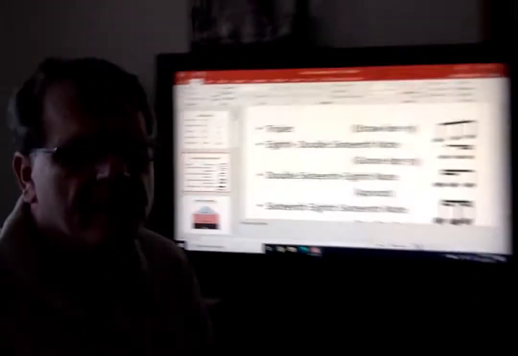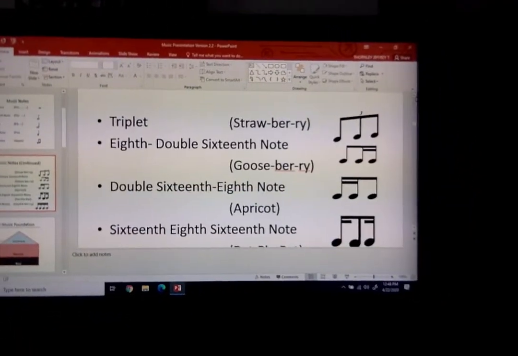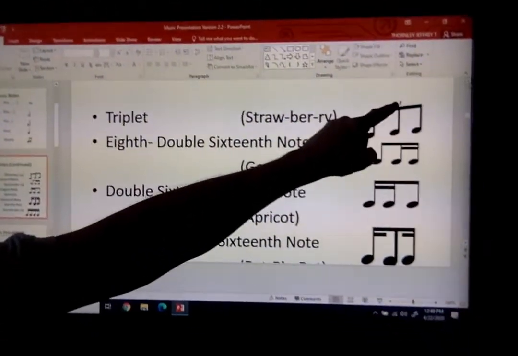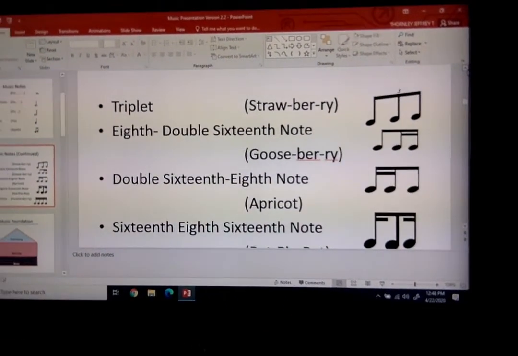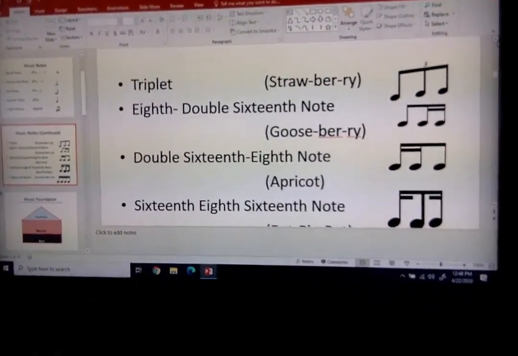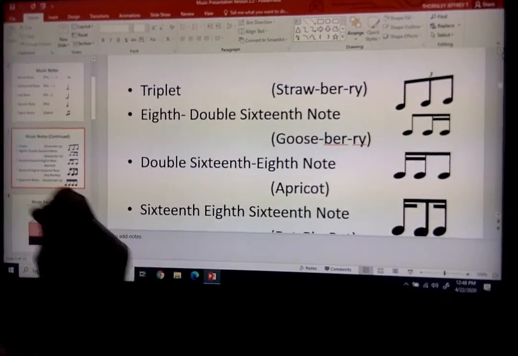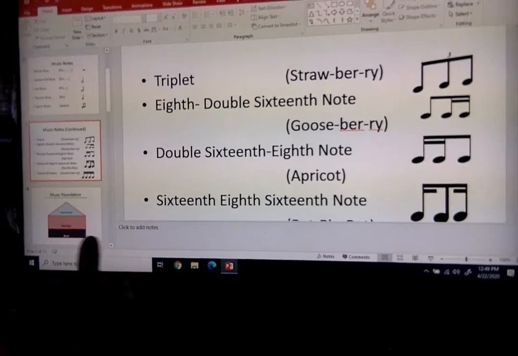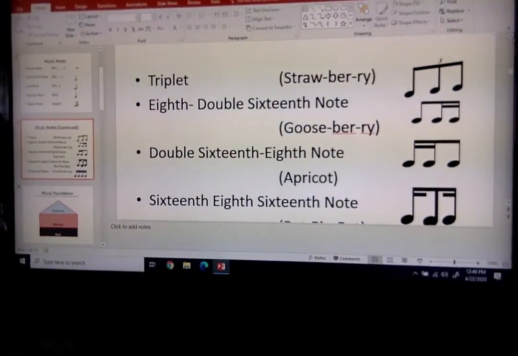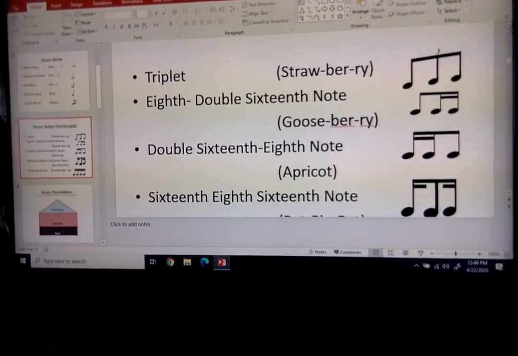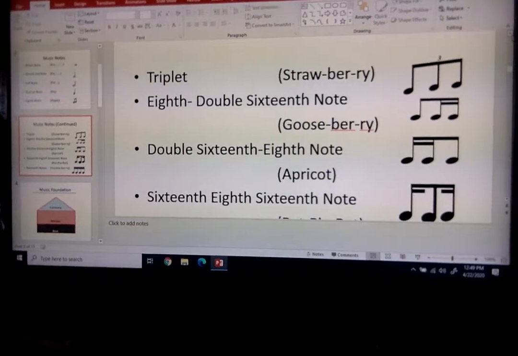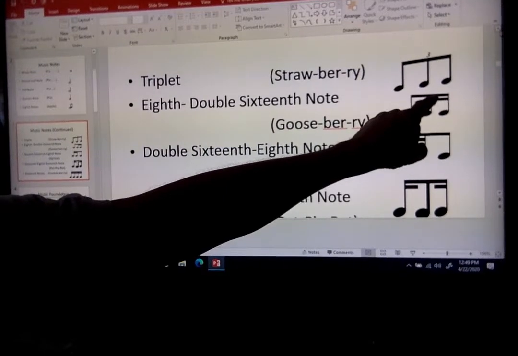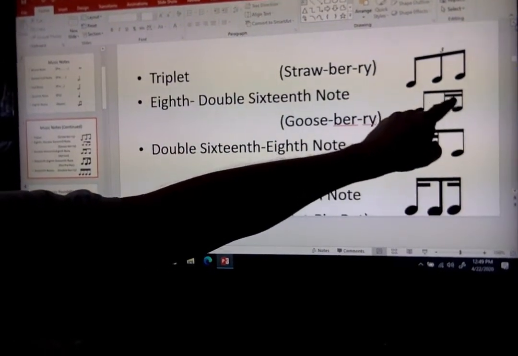All right, pick it back up again. I know this is kind of a pain, but this is the strawberry. I don't know if you can see it. It's got a little 3 above it. It should be a little larger, but one beam going across. That's our strawberry pattern. Strawberry, strawberry. You're segmenting the beat into 3 notes this time, evenly played.